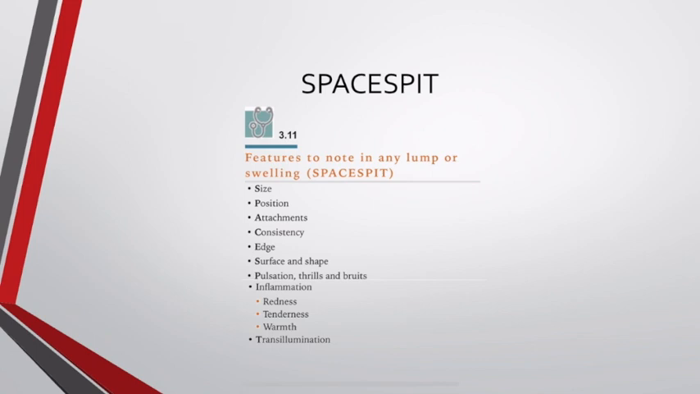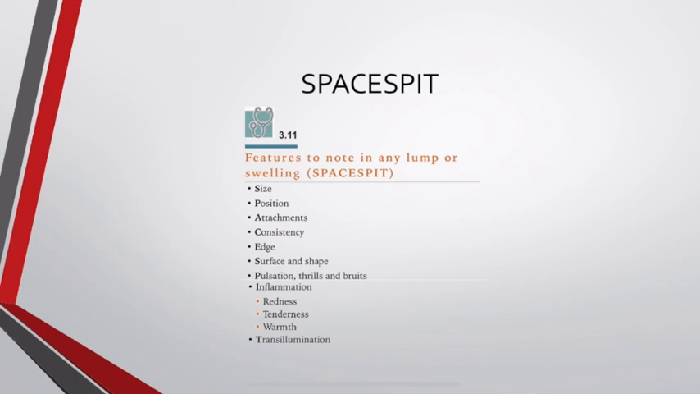And then lastly, transillumination, and that is when you shine your light, your pen torch, across the mass. Is light transmitted through it or not? If it is transmitting light, then it's more of a cystic structure. It has fluid inside and it's not solid. And again, a fluid mass can be cancer, but it's less likely to be.